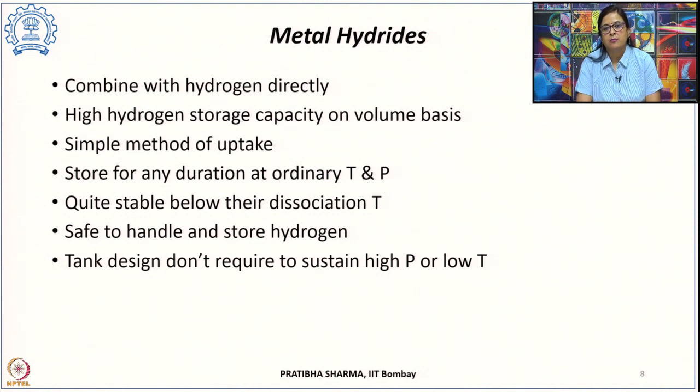By ordinary temperature and pressure conditions, we mean we have a variety of metal hydrides, and some of them can even store at room temperature or ambient pressure conditions. Now, this becomes important when we compare this method of storage against the compressed state storage, where we have seen that the storage of hydrogen occurs at very high pressure, 700 bar. However, in metal hydrides, we do not require very high pressures. At the same time, the temperatures required are close to room temperature, or it could be higher depending upon which metal hydride we are selecting.